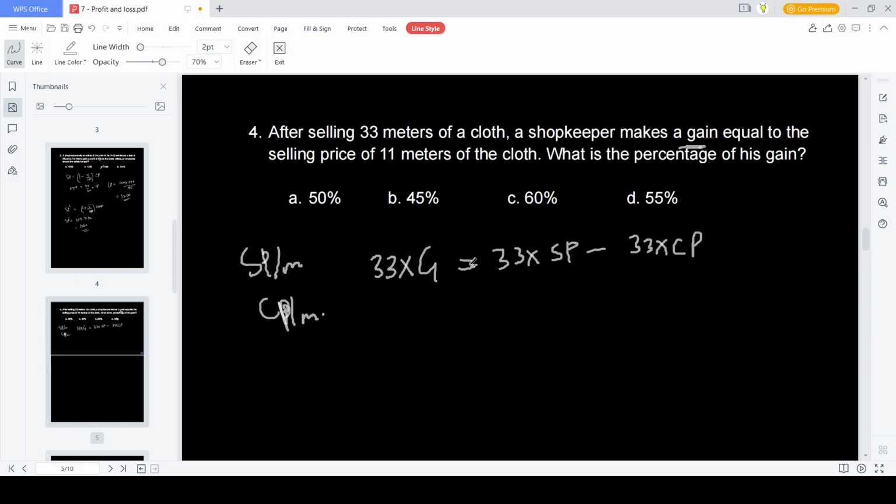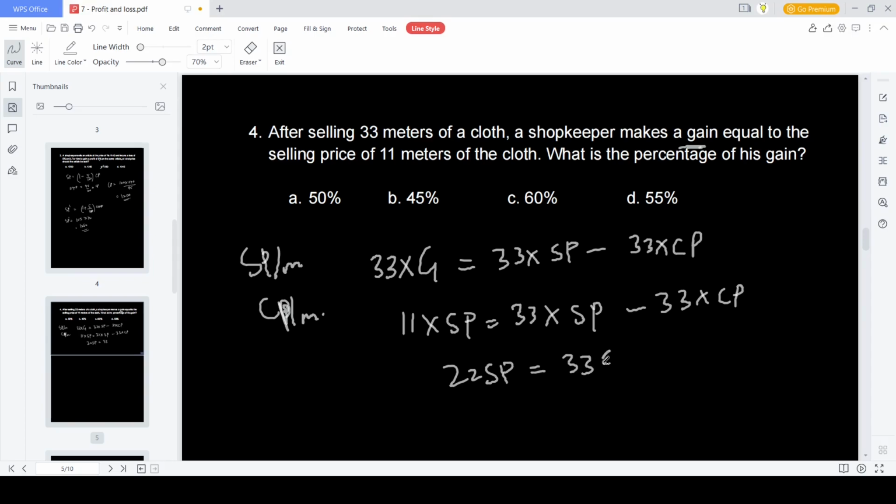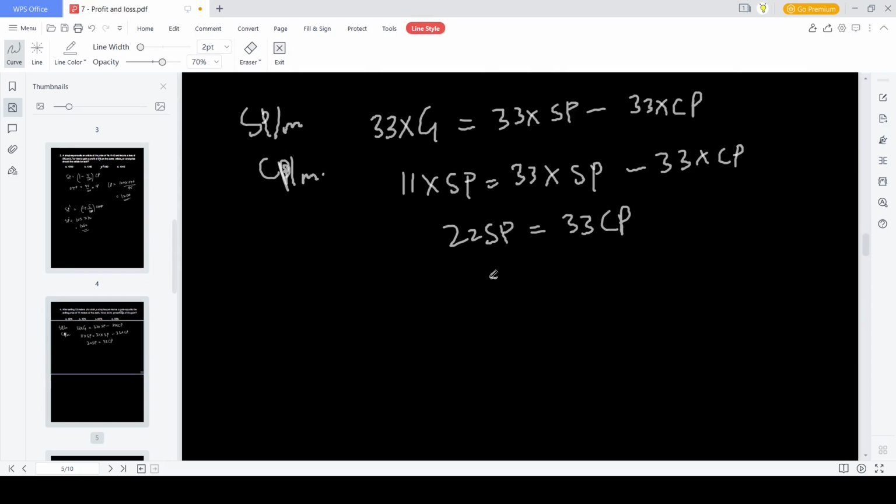This gain on 33 meters is equal to the selling price of 11 meters. So 11 times the selling price per meter is equal to 33 times the selling price minus 33 times the cost price. We can cancel one term and take the terms to the other side. We get 22 times the selling price is equal to 33 times the cost price. So the selling price is 3 by 2 times the cost price, because it cancels 11 times.